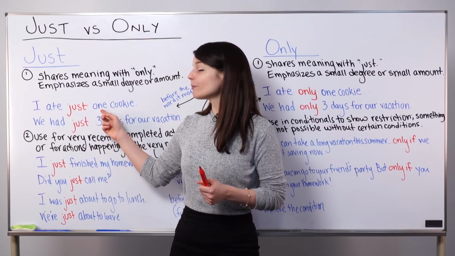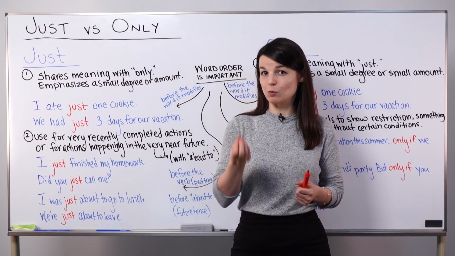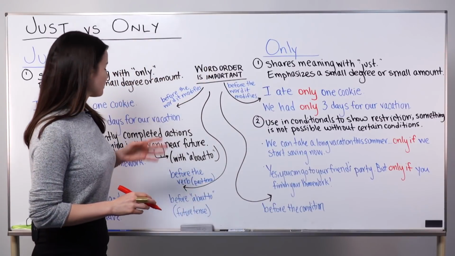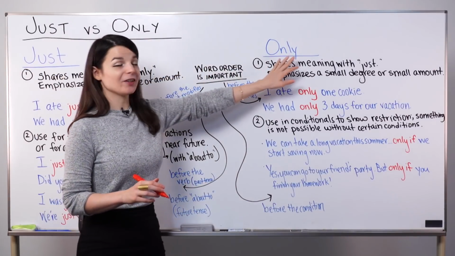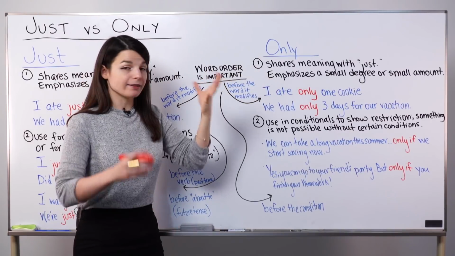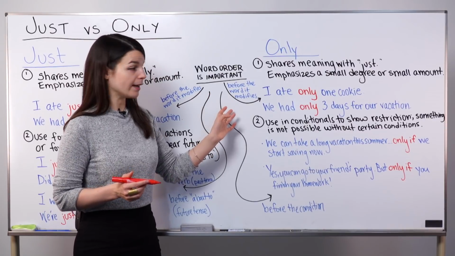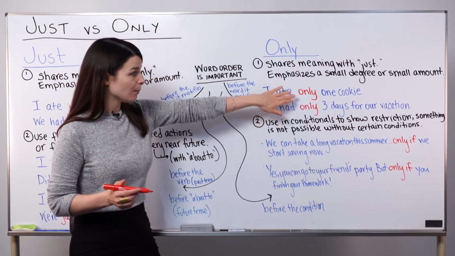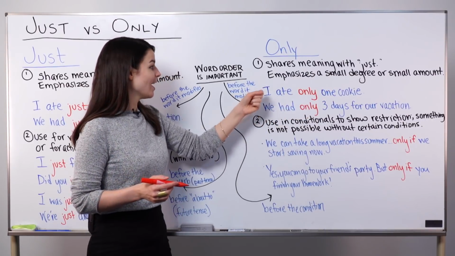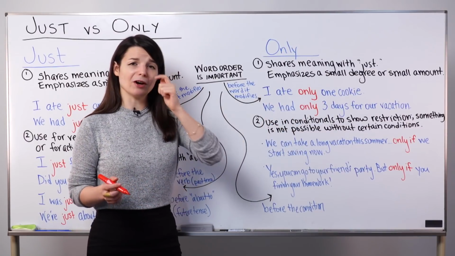But if you want to emphasize a small amount of something, you need to put it before that word that you want to modify. We'll see the same thing with only, actually. So when we're using only, again, it shares this meaning with just for the first meaning here. So we're emphasizing that small degree of something. And the same word order rule applies. We have to use only before the word it modifies. So we can use the same example sentences. I ate only one cookie, or we had only 3 days for our vacation.